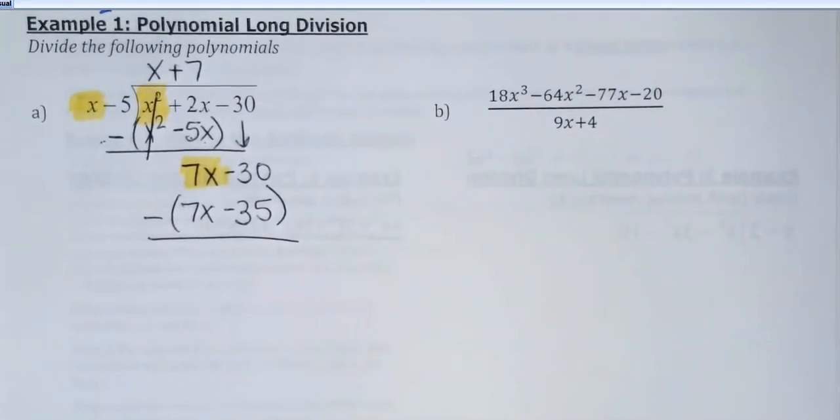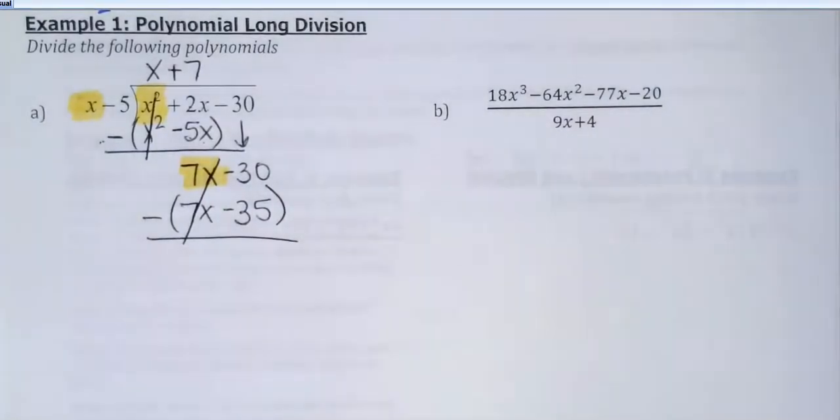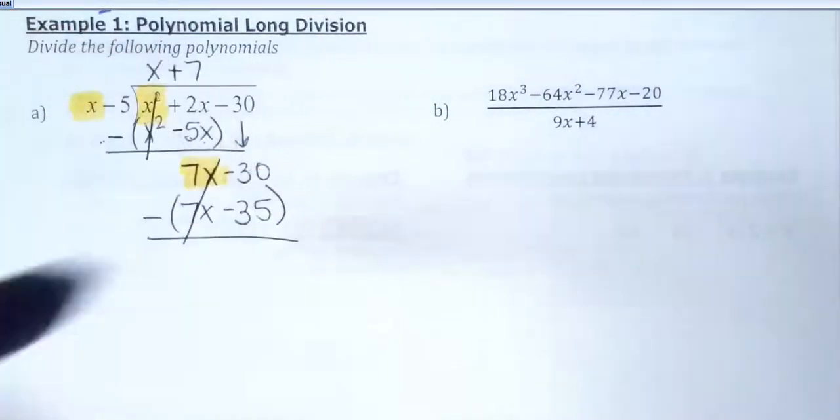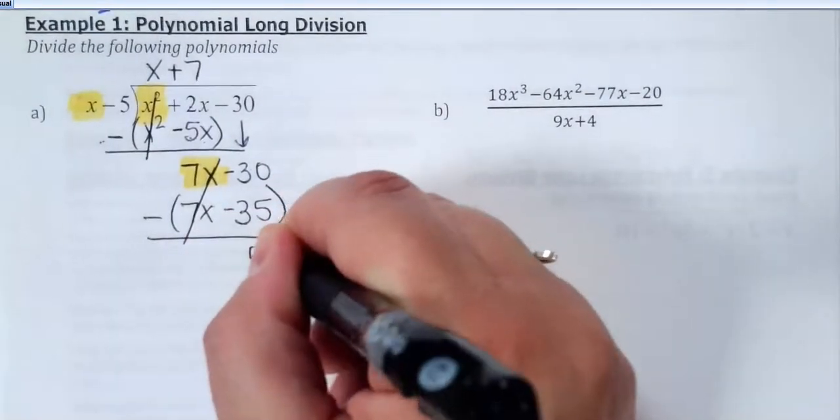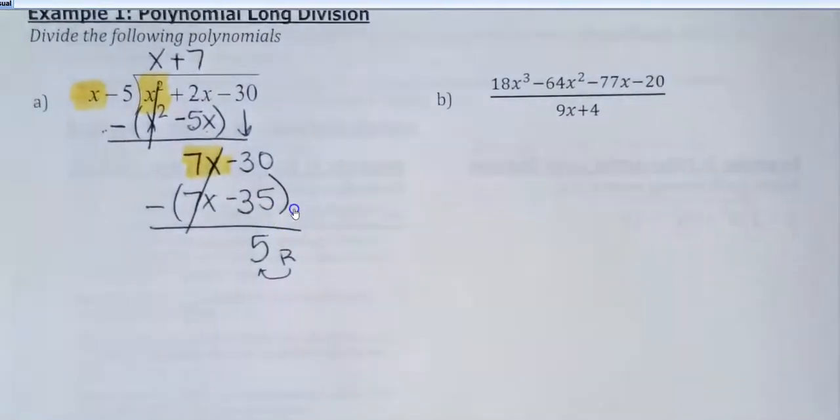Now, 7x minus 7x, nothing, gone. Again, I make myself touch the subtraction sign because I'll forget. So this is negative 30 minus a negative 35. So it's really negative 30 plus 35. So this is 5. Okay. Does x go into 5? No. Okay, so in this case, this is your remainder right here. 5 is your remainder.